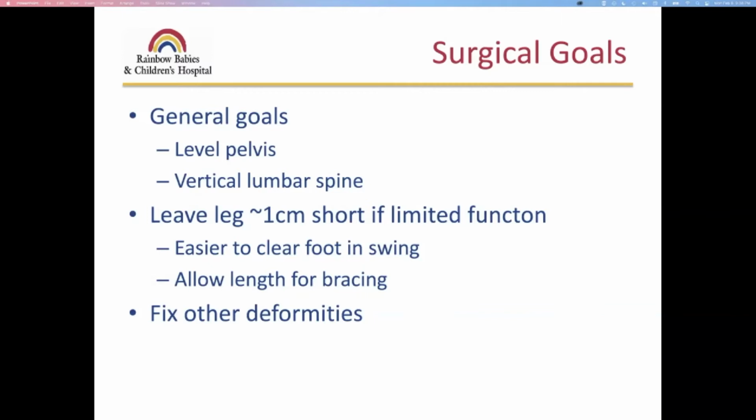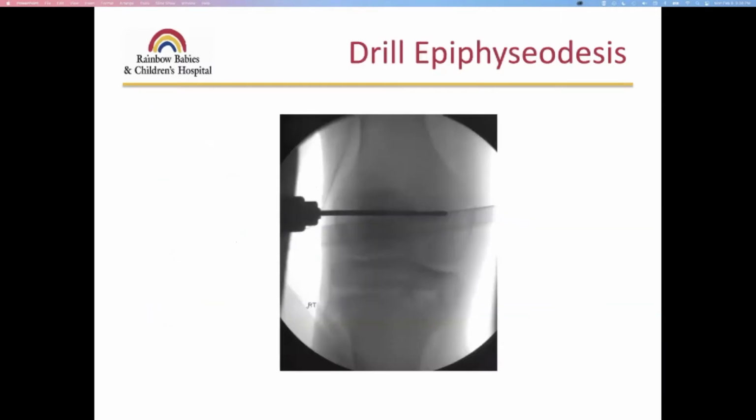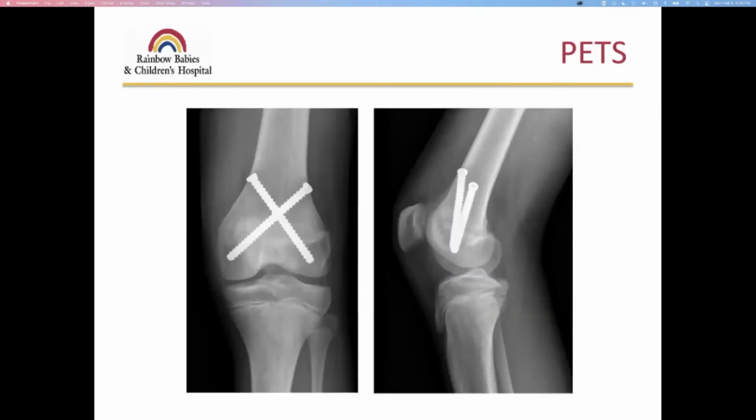And at the same time, you definitely want to fix other deformities. In terms of the tools that we have, drill epiphyseodesis is a very common one for epiphyseodesis surgery. Some people prefer to put screws instead, oftentimes citing that this has less morbidity because you're not drilling and irritating the knee as much.